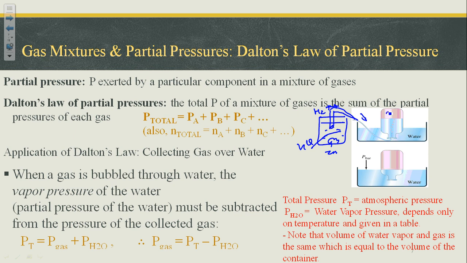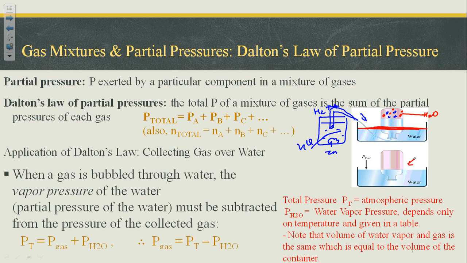But as you start collecting the gas here, the level of water keeps going down. So even though you cannot see the gas, you can see the gas collecting as the level of water starts going down. This is called collection of gas over water. So you're intending to collect only gas, but because you're collecting gas over water, what else gets collected in there are water molecules.